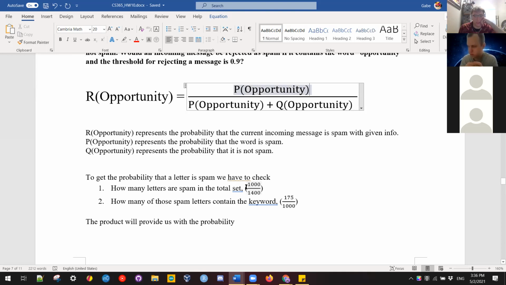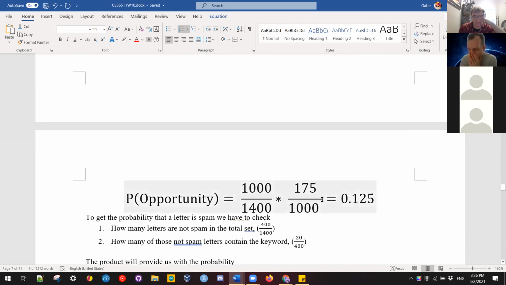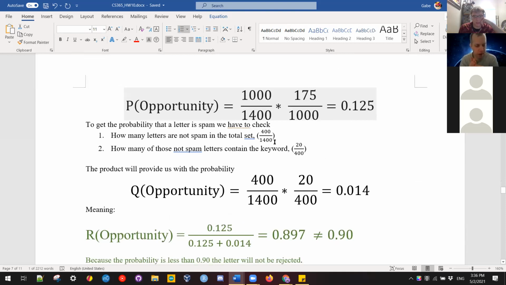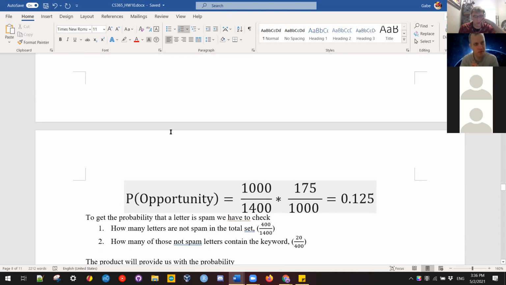So we have to check how many spam messages there are, that's the first probability, times how many of those have the keyword. So we multiply that to get our first term, and then the second keyword, opportunity. Yeah, the keyword.